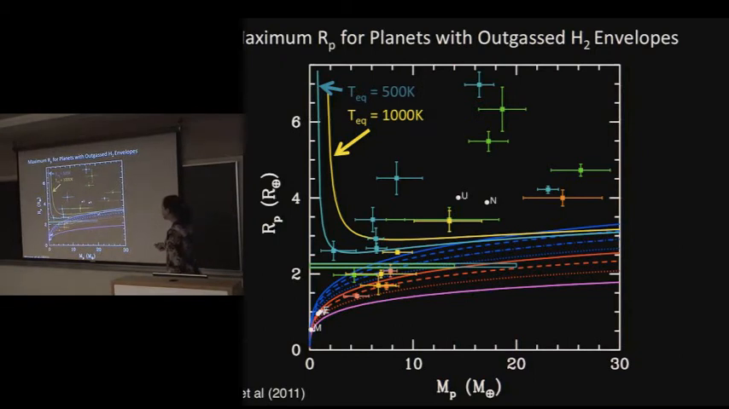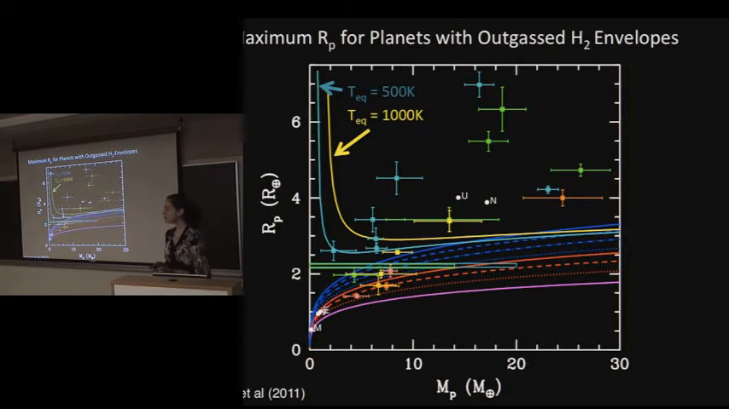So here are radius upper limits for outgassed rocky planets with hydrogen-rich gas layers. This blue line is for an equilibrium temperature of 500 Kelvin, while this yellow line is for an equilibrium temperature of 1,000 Kelvin. And as you can see, there are a number of planets with radii exceeding these limits. So effectively, we know that these planets require a more massive gas layer than could plausibly be produced by outgassing.